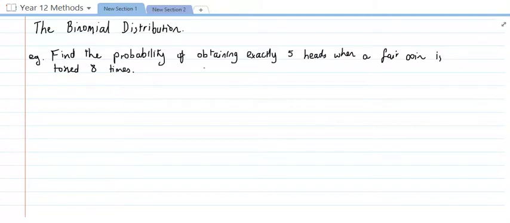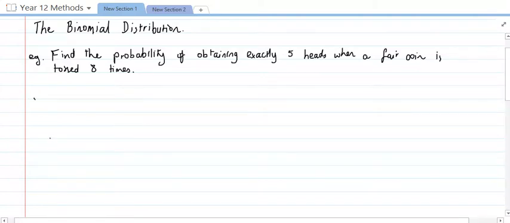So to get us started, find the probability of obtaining exactly 5 heads when a fair coin is tossed 8 times. Now there's a number of different ways that we could do a problem like this. So we could start off drawing a tree diagram. So have one branch, we can have heads or tails, and then that's going to branch again for the second toss into heads or tails.